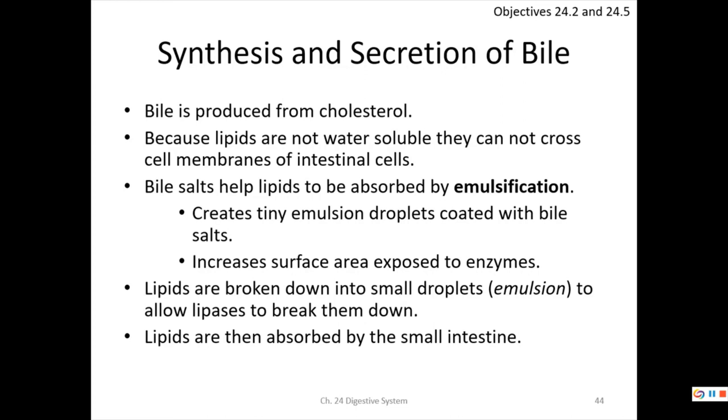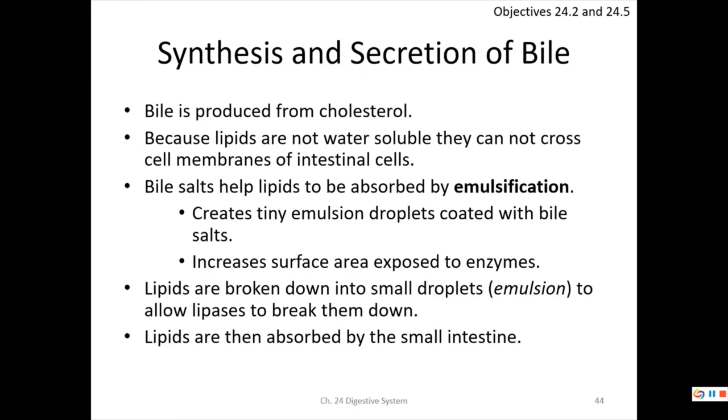Then the body has to produce more bile. So what does it do? It pulls cholesterol out of the blood to make more bile for the body and thereby lowers cholesterol. So a high fiber diet lowers cholesterol. Then bile, it does what we call emulsifying.